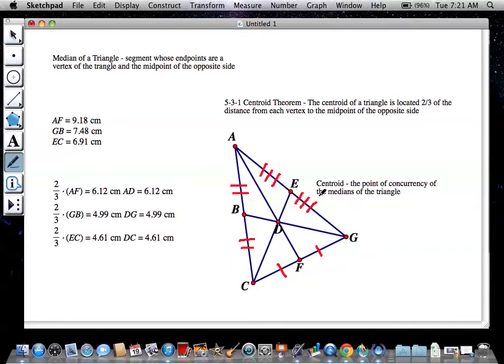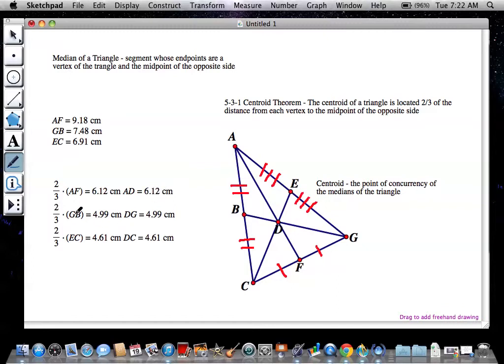Now, the centroid theorem states the centroid of a triangle, so this point right here, is located 2/3 of the way from the distance of each vertex to the midpoint. So from A to D is 2/3 of the way from A to F. Now, if you look here, I have the distance of AF, it's 9.18, and I multiply it by 2/3, I get 6.12. Well, here I also took the distance of A to D and got 6.12. It works the same way with each.